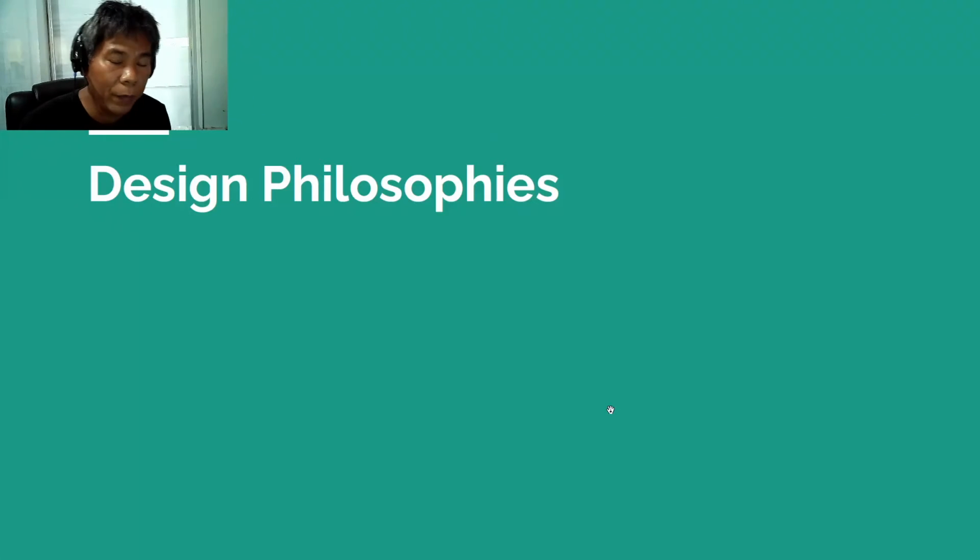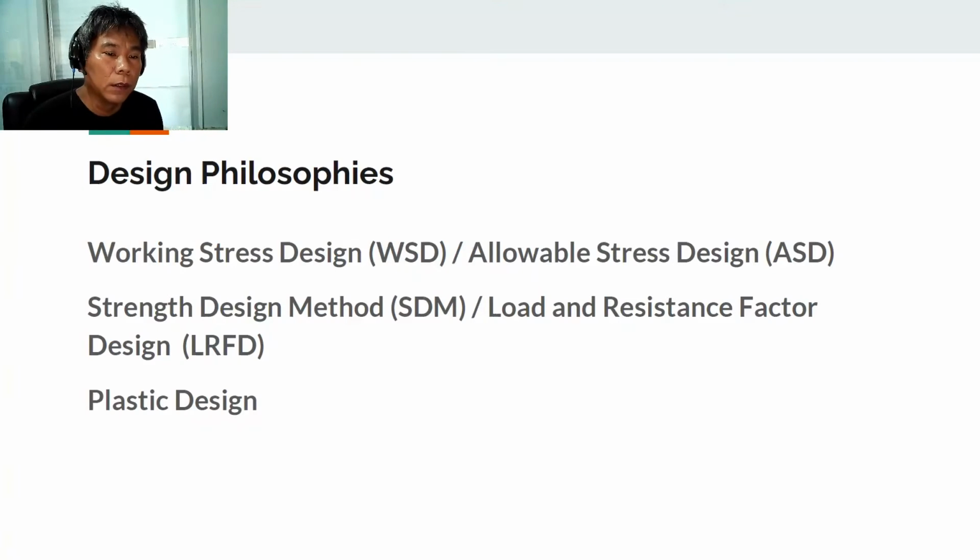Hi, today we will continue our discussion and we have the topic design philosophies. We actually have three design philosophies in structural engineering: the working stress design, WSD, or allowable stress design, ASD. Also, we have the strength design method, SDM. This is used in reinforced concrete design, the load and resistance factor design, or LRFD, in the design of structural steel. And aside from that, we can also use the plastic design.